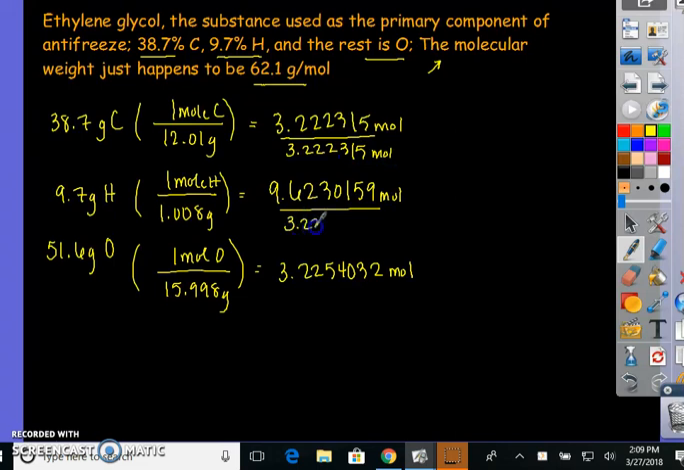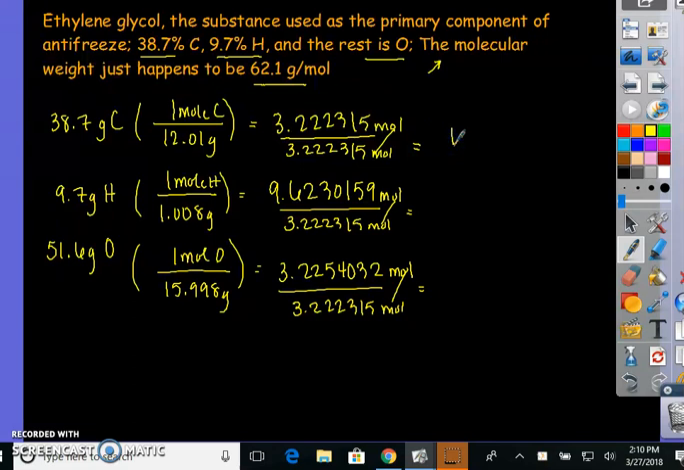So 3.222315, and lastly 3.2254. Sorry, I'm looking at the wrong thing. Let me back this train up just a little bit. 3.222315. There we go. Our moles are going to cancel, which is going to leave us with dimensionless numbers, which is perfect for me because I need them to be dimensionless.